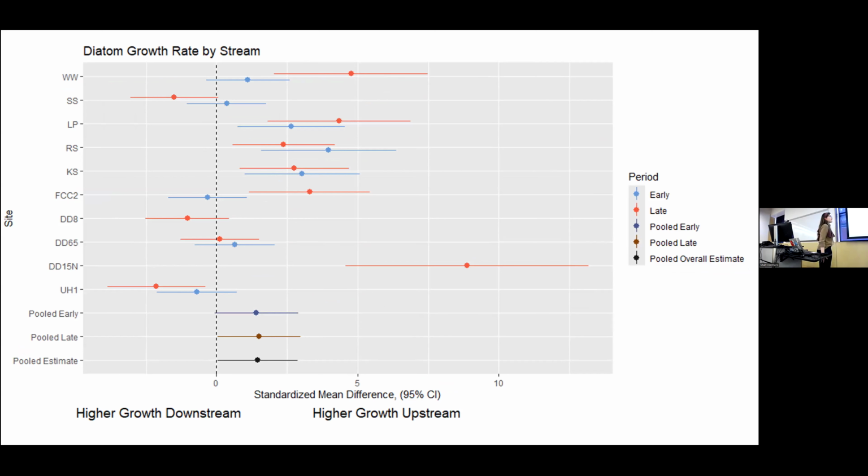Now let's look at diatoms, another group of algae that are made of silica. We have a trend with higher growth rate of diatoms upstream across the season and an overall estimate. But again, those wetland-specific differences still exist, with some wetlands just not having any difference across the season of diatom growth up or downstream.